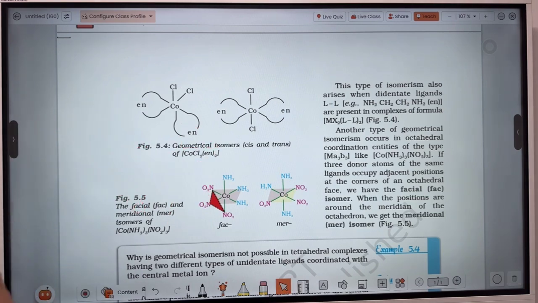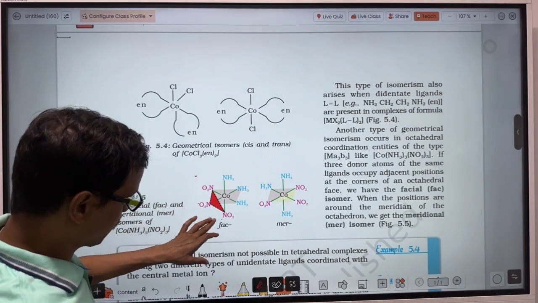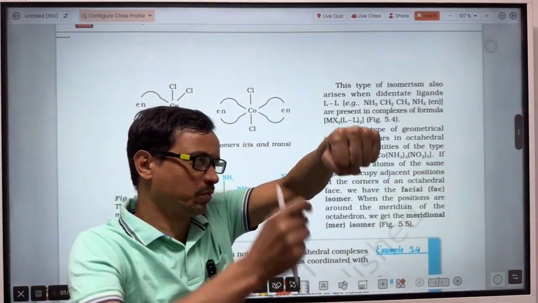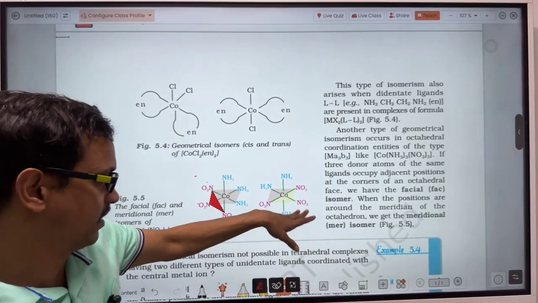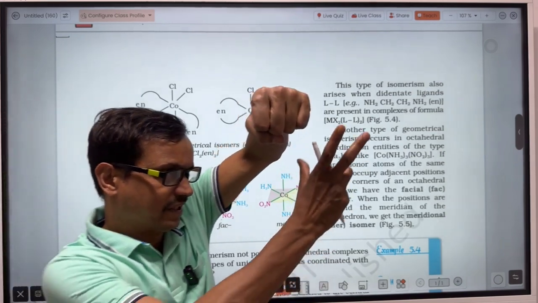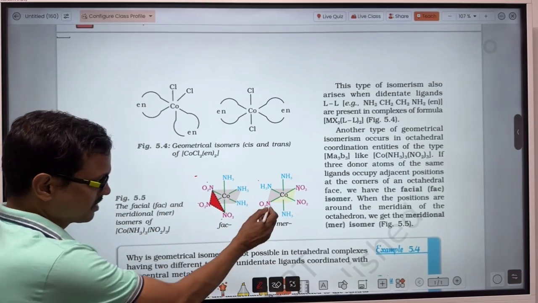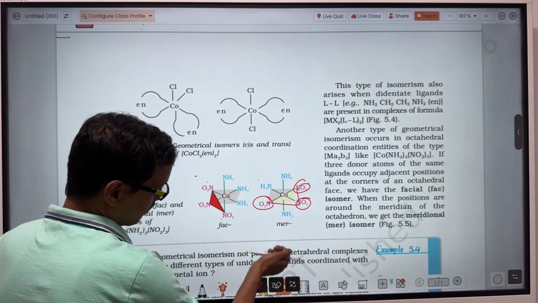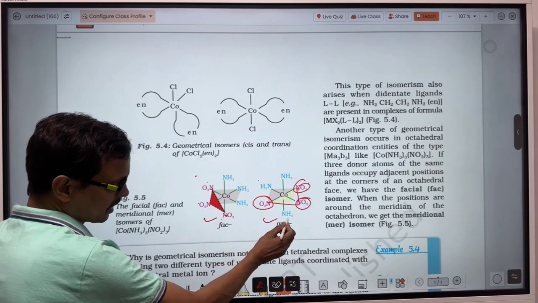Facial and meridional. About facial and meridional isomers. Listen here. This NO2 and below NO2 are bonding here. So like here cobalt, here NO2, here NO2 and here NO2. So that will form a face, so that will be called facial. But here, this NO2 and this NO2 cannot form a face. So that will be called meridional. That means these NO2 are on two corners here and this corner. So a triangle could be formed, but the two cannot be joined here. So that is facial and meridional.